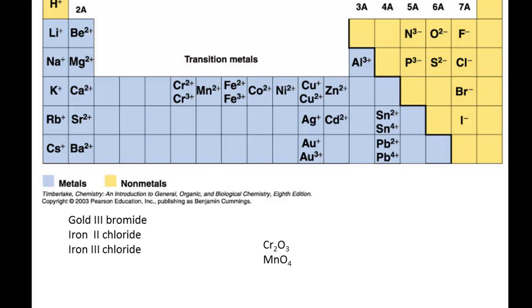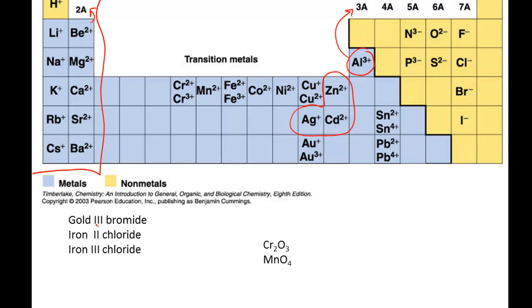You'll notice that in group 1 and group 2, the charge matches the group number, and in group 3, aluminum's charge matches the group number. Silver, cadmium, and zinc have only one charge, and they will not follow what we're going to be doing today. But in naming compounds that involve transition metals, other than zinc, cadmium, and silver, you need to use the charge to tell what charge is being used to make this compound.